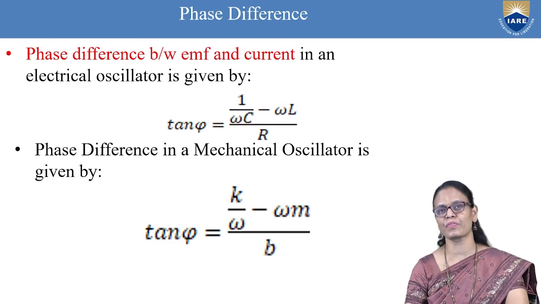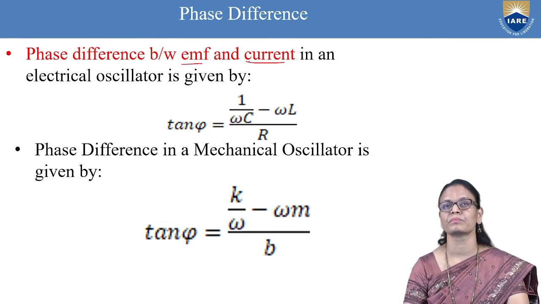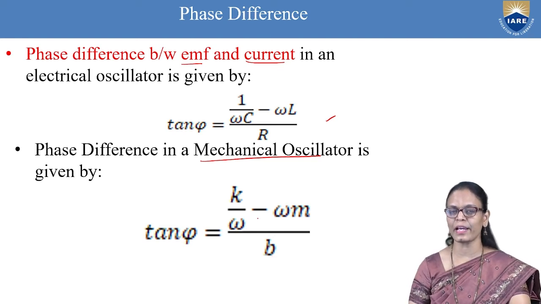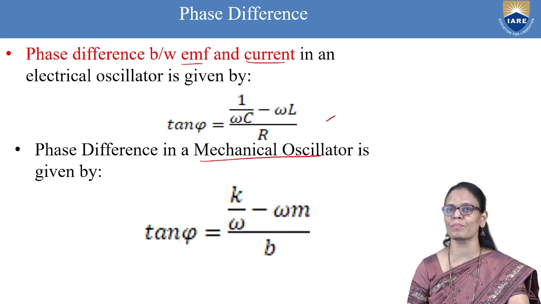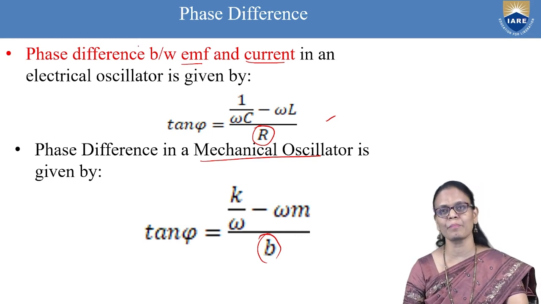Now coming to the phase difference, that is the phase difference between the EMF and the current. In an electrical oscillator, it is given by tan phi is equal to (1 by omega C minus omega L) upon R. If it is a mechanical oscillator, it is (K by omega minus omega M) by B. So we have seen the analogy: 1 by omega C is analogous to K by omega, and omega L is analogous to omega M. Here B, the damping coefficient, is analogous to the resistance. So we have these formulas to calculate the phase difference between the EMF and the current.